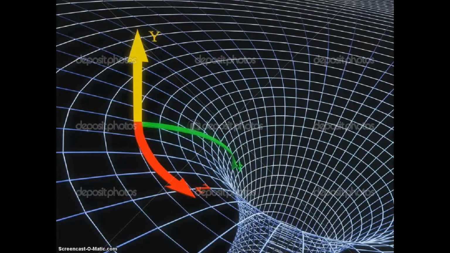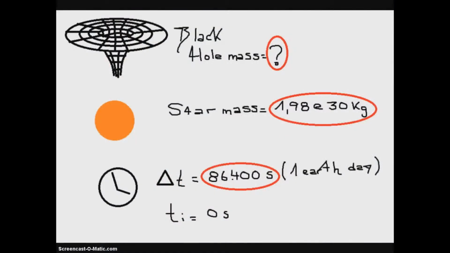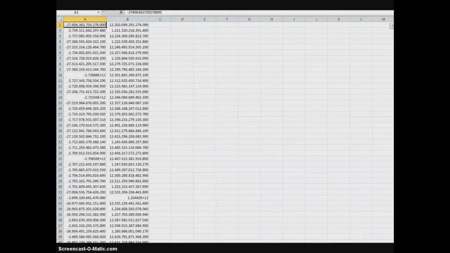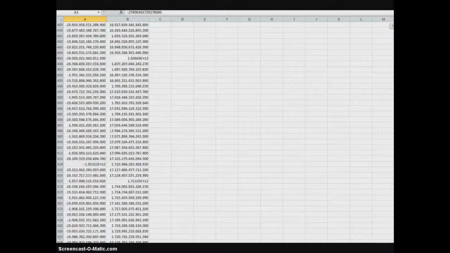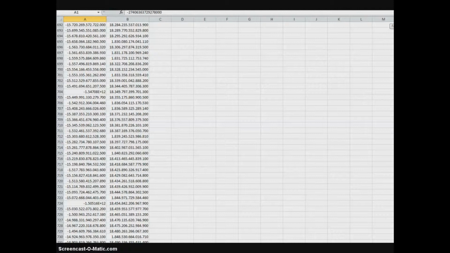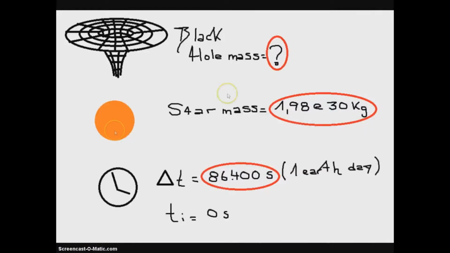This lab's objective is to find the mass of a black hole, which is at the origin of the movement of an orbiting star. We can do that by identifying the system: a star orbiting a black hole. We are going to use observations of the star's motion, which are x and y coordinates taken at a time interval of 1 Earth day. So we're going to find the black hole mass.